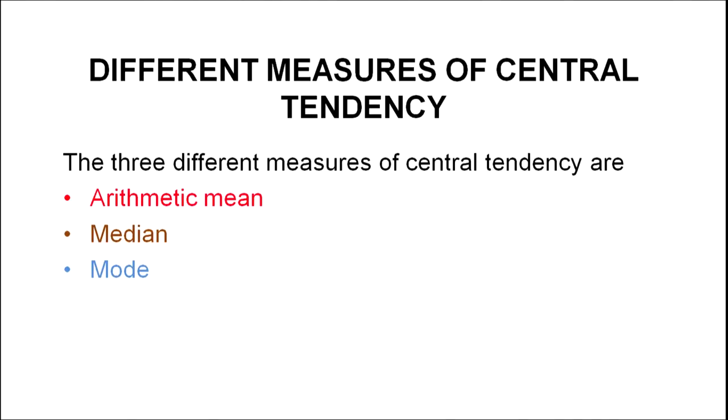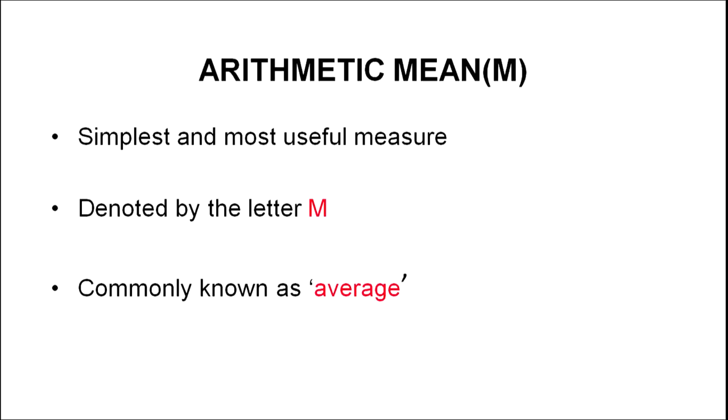The next topic is different measures of central tendency. The three different measures of central tendency are: the first one, arithmetic mean; second one, median; and third one, mode. And in this session, I will be speaking about arithmetic mean and mode. Now, arithmetic mean is denoted by the capital letter M. It is the simplest and most useful measure of central tendency. It is commonly known as average.